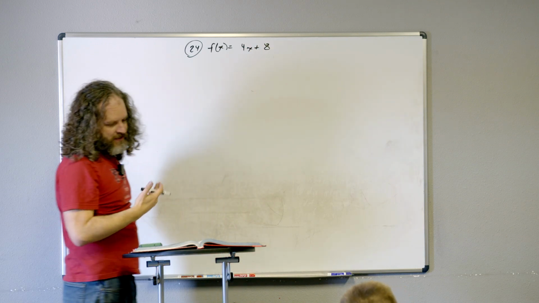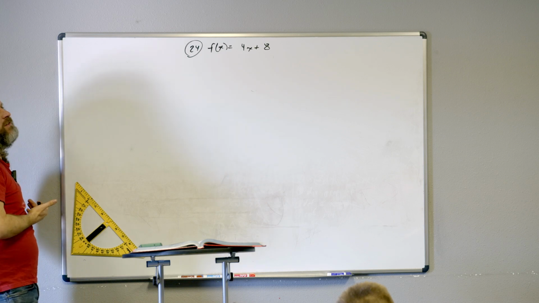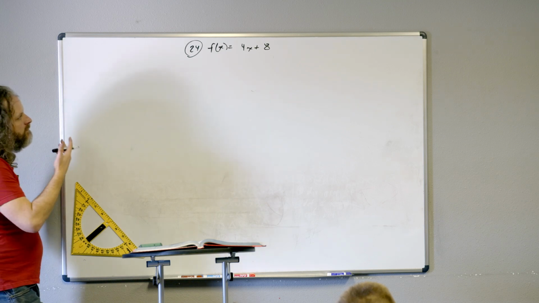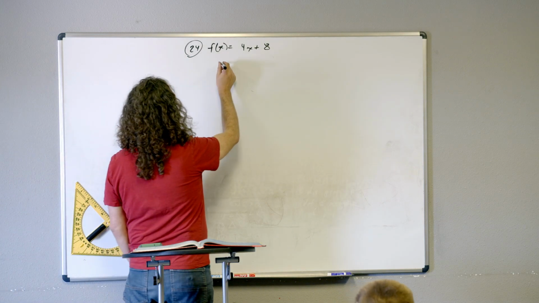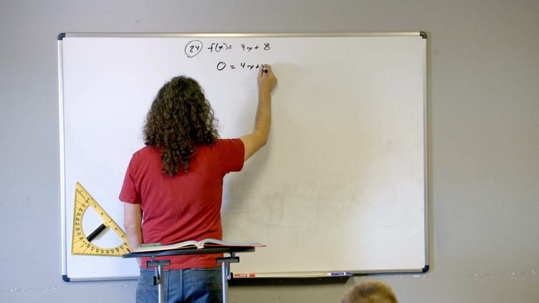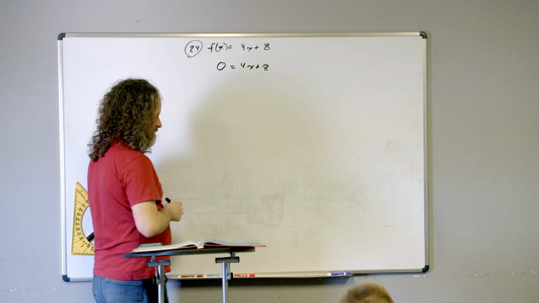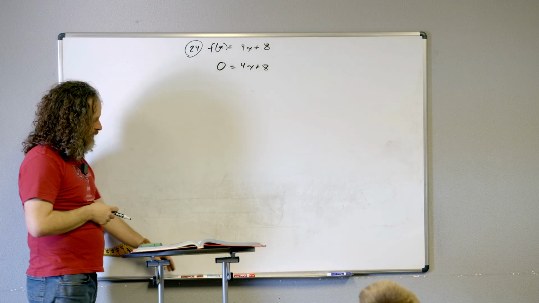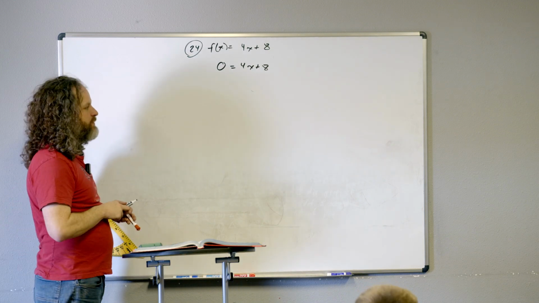All right, so we're supposed to find the zero of this one. So what will we do first? Substitute the f of x out for a zero. You got it. Now what do we do to solve for x? Subtract 8.